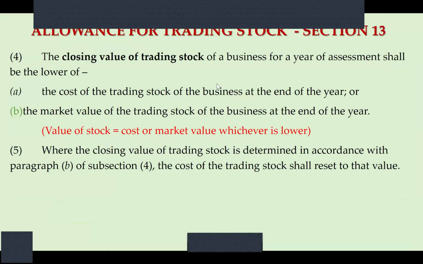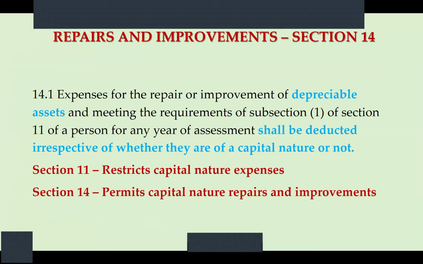Then we discussed section 14, expenditure incurred for repair and improvements. At that time I explained that this provision is applicable to repair and improvement expenditure on depreciable assets. It is mentioned in the act that only if we incur expenditure on repair and improvement of a depreciable asset is section 14 applicable. If that expenditure is incurred on anything other than a depreciable asset, then section 11, the main deduction rule, applies, and we can deduct that expenditure under section 11.